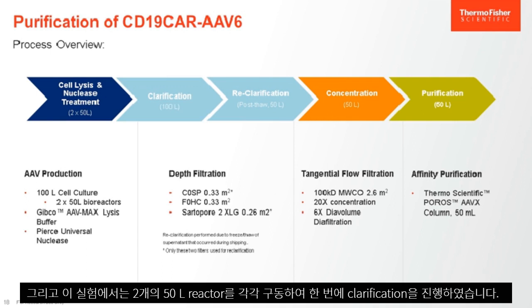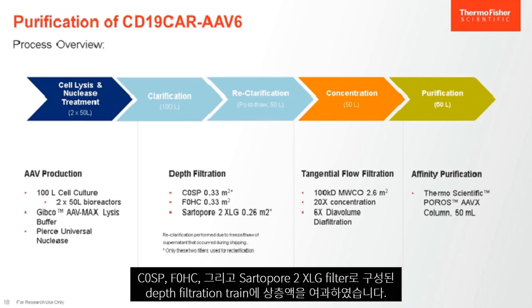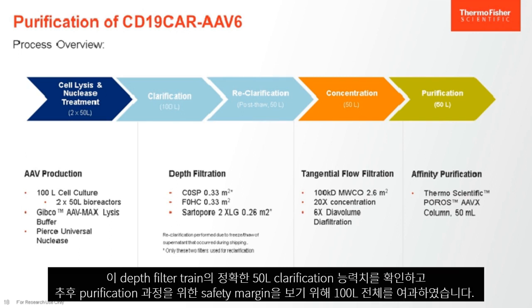And then we moved on to clarification. And here you can see in the middle of the slide, the depth filtration train that we came up with, utilizing a C0SP, an F0HC, and a Sartapor 2XLG filter train to pass through the supernatant for clarification. And we'll show on the next slide, for the purposes of generating breakpoint data here, we passed all 100 liters through this depth filter train to ensure that we had accurate ability to clarify 50 liters with some safety margin built in for future purifications.